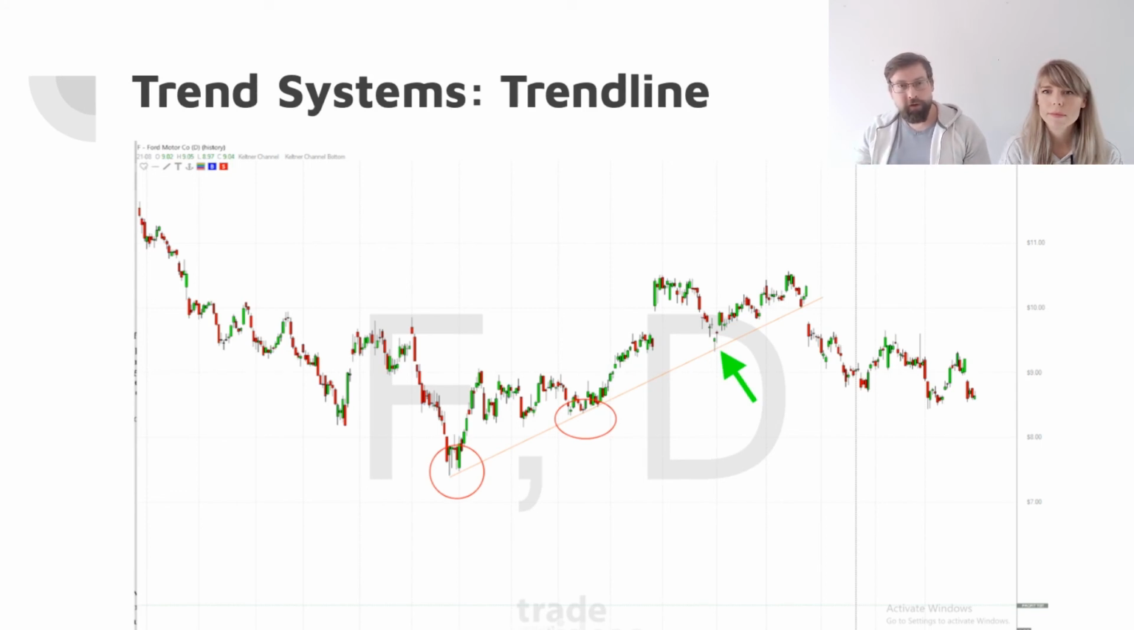I'm going to enter on the third touch. I'm going to sell here. I'm going to be wrong here. You can build rules around this.